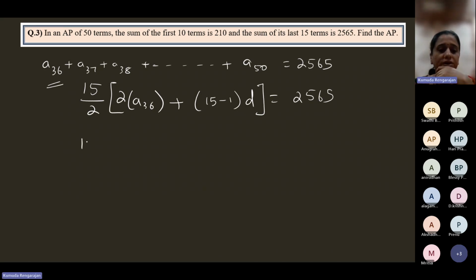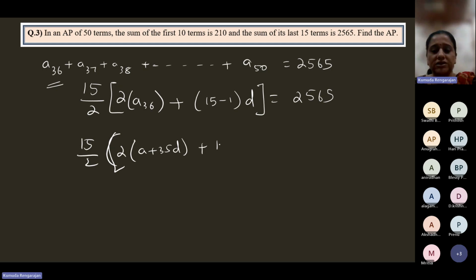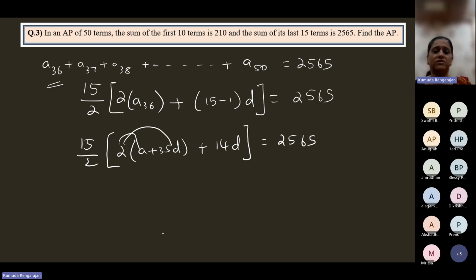So 15 by 2 into 2 into A plus 35D plus 14D is equal to 2565. So you know how to work this. Multiply, open the brackets, and then this 15 by 2 goes to the other side as 2 by 15. So you'll get an equation in A and D.